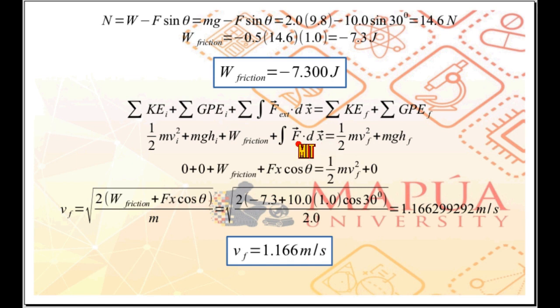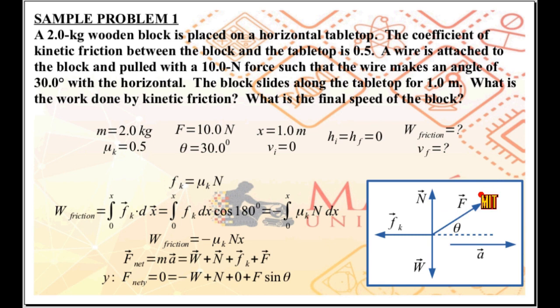with dx. F is constant, so we bring it out of the integration. We are just integrating dx. We get F x cosine theta, so magnitude of F, magnitude of x, times cosine of the angle between F and x. Going back to our diagram, F and x is along the x-axis, positive direction. The angle between x and F is angle theta, 30 degrees.